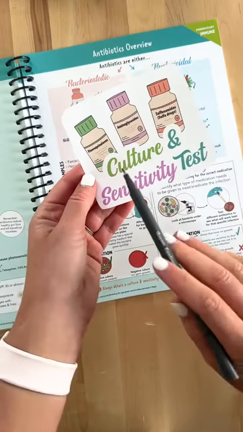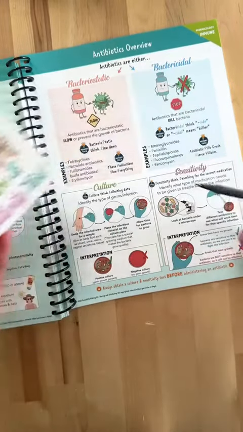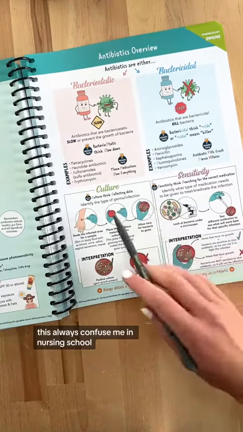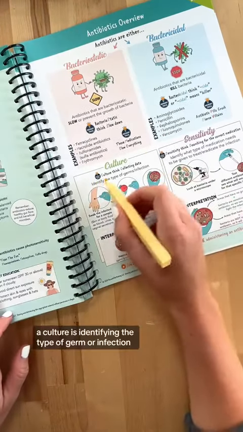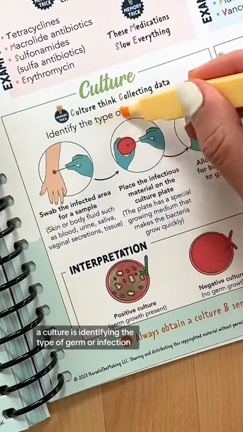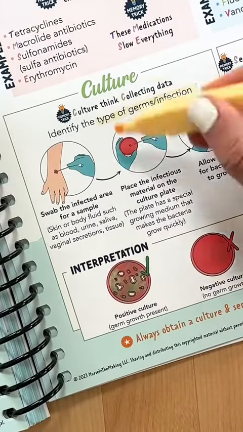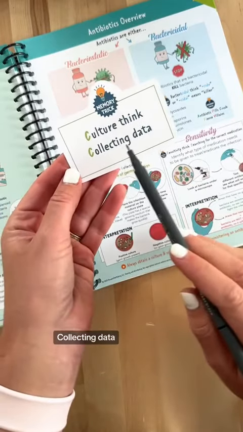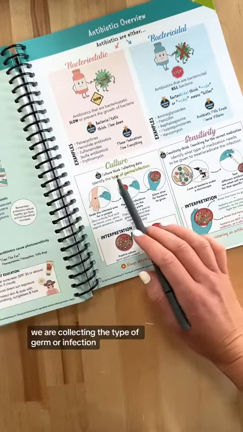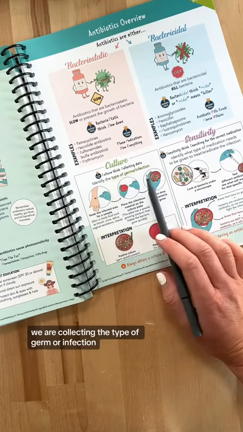Let's talk about culture and sensitivity tests. This always confused me in nursing school, so let me explain. A culture is identifying the type of germ or infection. You can remember this by the memory trick, culture, think collecting data. We are collecting the type of germ or infection.